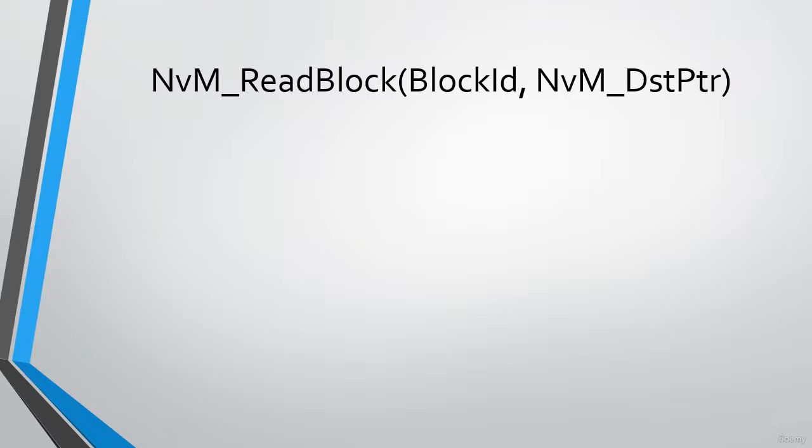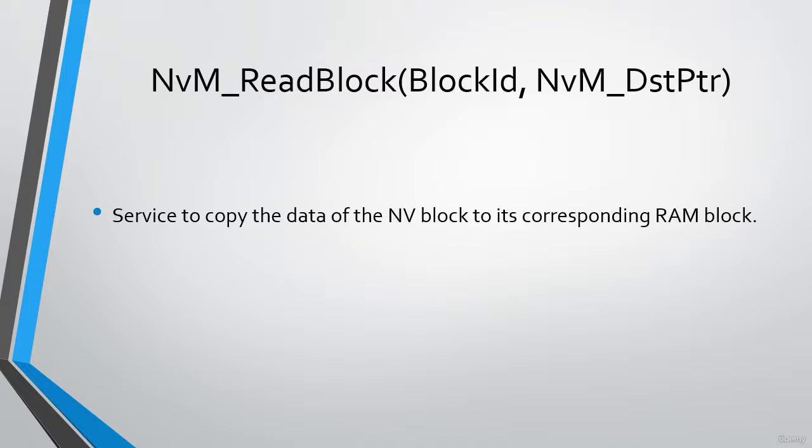The first one here is the NVM read block. It is a service used to copy the data of the NV block to its corresponding RAM block. So anything that is in the NV block, we can read it to its corresponding RAM block. Simple. It's just a reading of one block. It's an asynchronous API and it's of type 2.